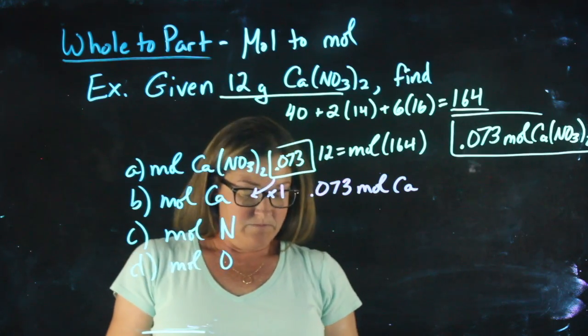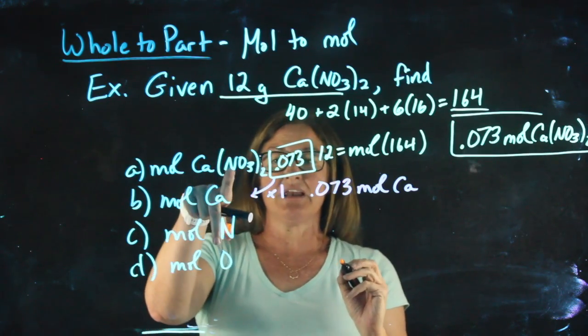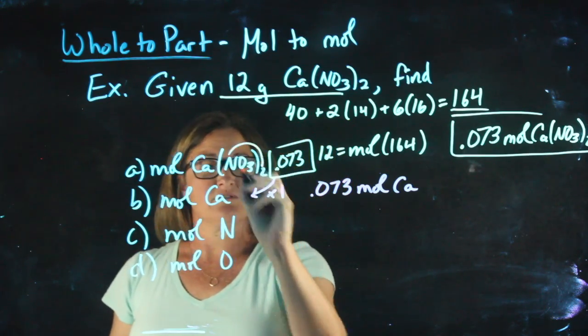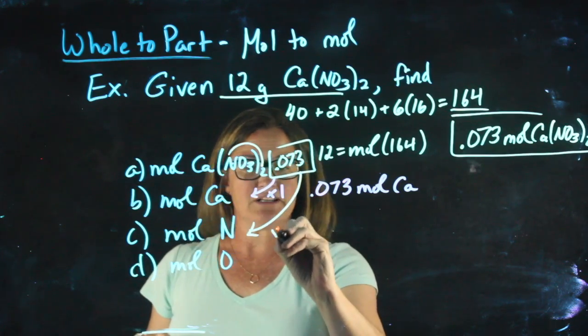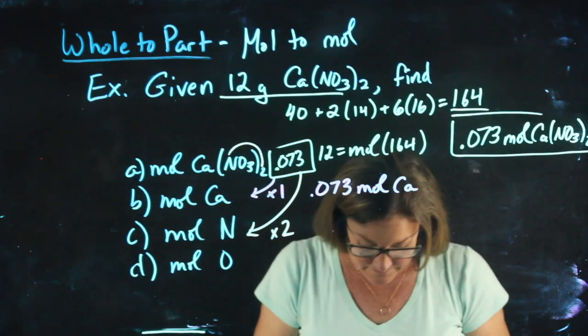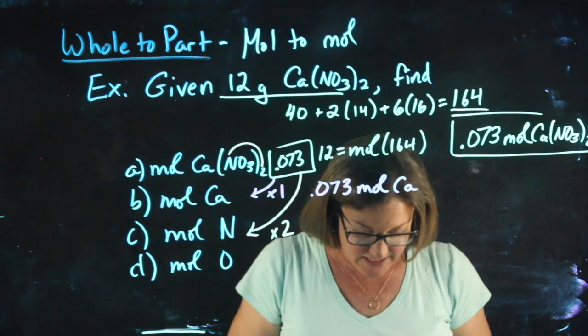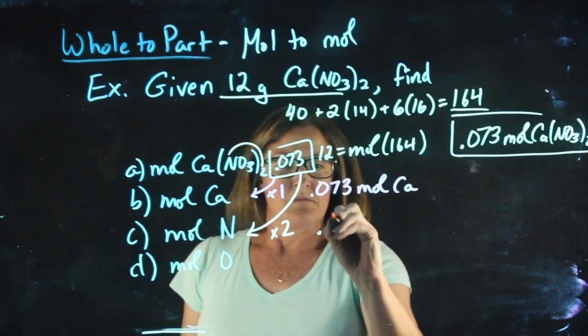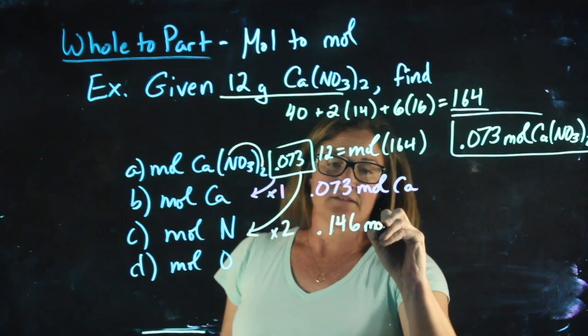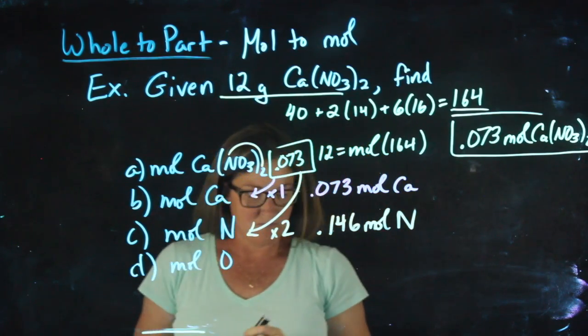For nitrogen, what do I want to multiply by? How many nitrogens are there? This 2 distributes. I have 2 nitrogens, so I'm going to take those moles and multiply by 2. 0.073 times 2 gives me 0.146 moles of N.